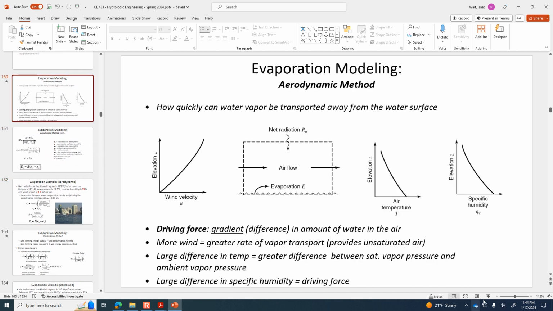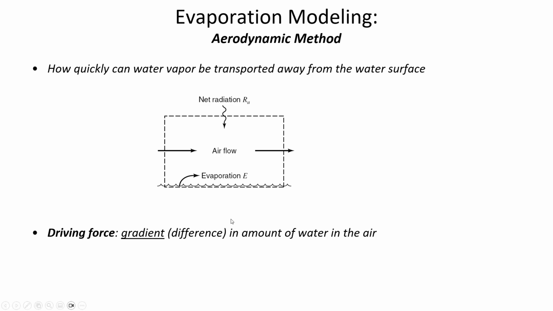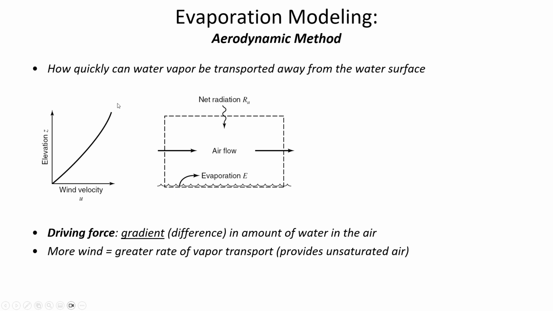So the driving force is the difference between the amount of water that's in the air and how much there could be. And in the aerodynamic method, we're going to measure the wind velocity at a certain elevation above the water surface. And right at the water surface, the velocity is 0 because of the no-slip condition that you learned about in fluid mechanics, where you can't have something that's stationary and then a fluid flowing over it with a frictionless effect. So the further away you get from this stationary liquid water, the velocity is increasing.